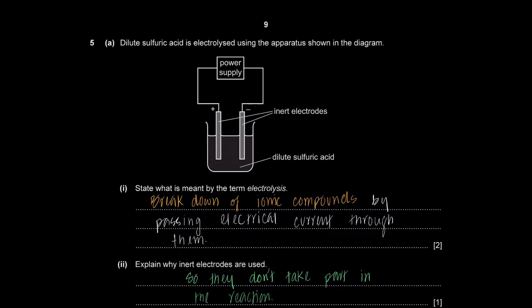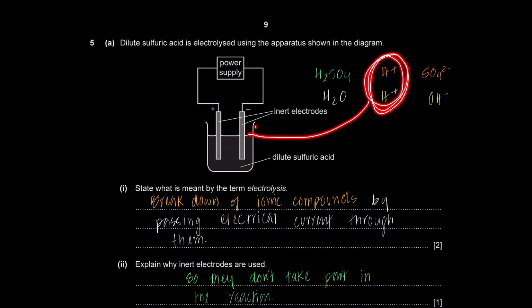This is aqueous dilute sulfuric acid electrolyzed. So essentially, what are the chemicals over here? It's H2SO4 and H2O. These are the 2 chemicals. When they ionize, they turn into H plus ions and sulfate ions. And for the other, they'll turn into, again, H plus ions and OH minus ions. Now, between the 2 positive ions, what will go to the cathode? Well, they're both the same. So H plus ions will go to the cathode and get discharged.